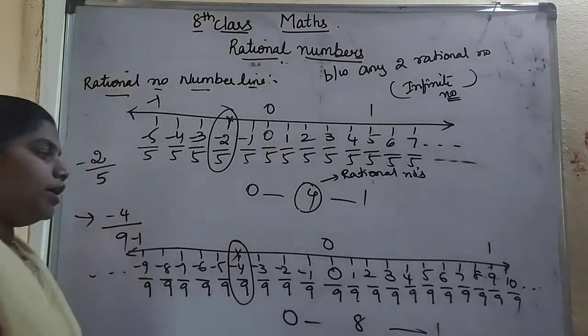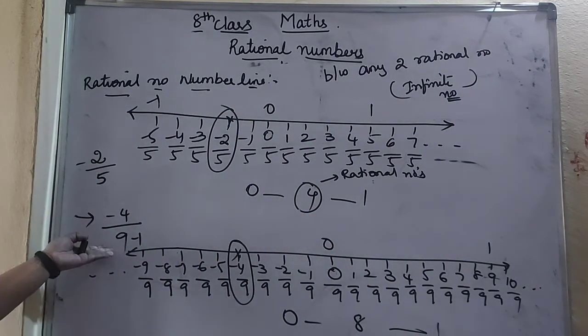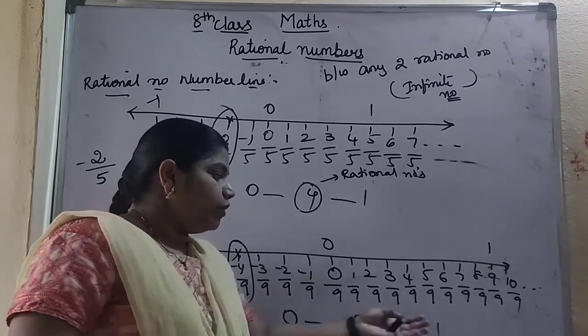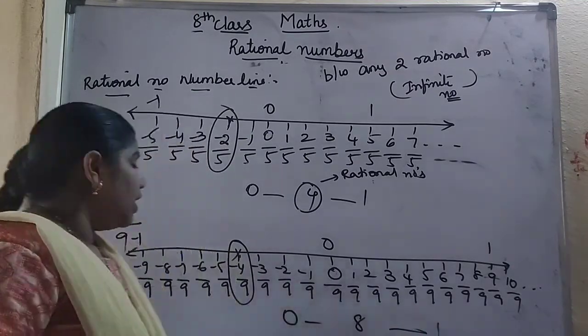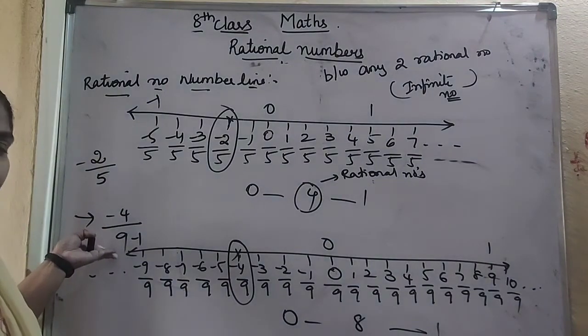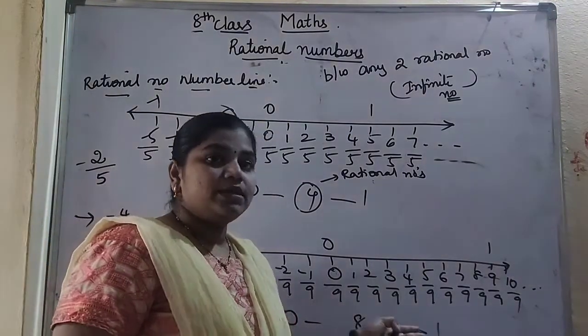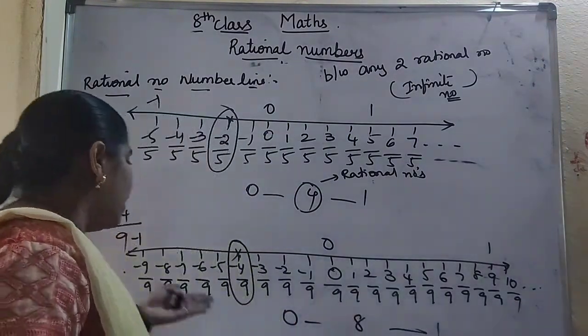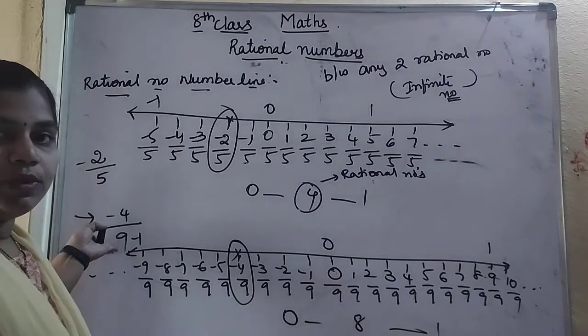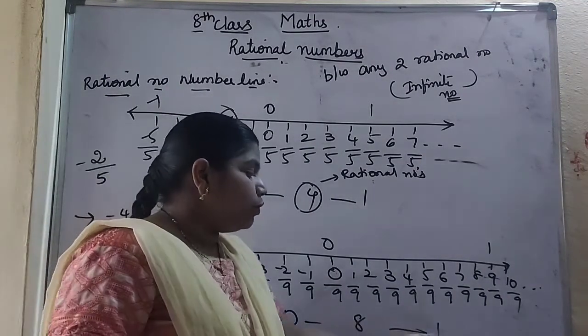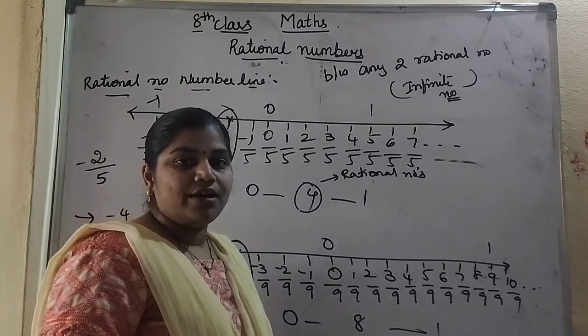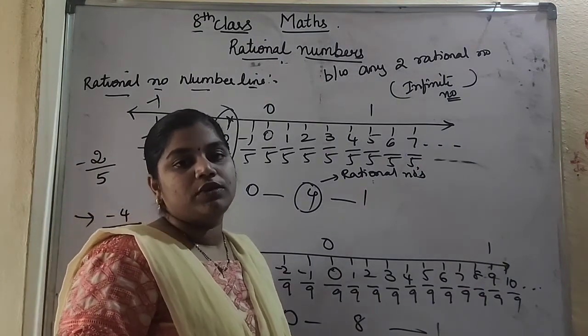Infinite number of rational numbers. If the denominator value is 10, between 0 and 1 you will see 9 rational numbers. If the denominator value is 100, between 0 and 1 you will see 99 rational numbers. In the same way, if the denominator value is 1000, how many rational numbers will you see between 0 and 1? 999 rational numbers.